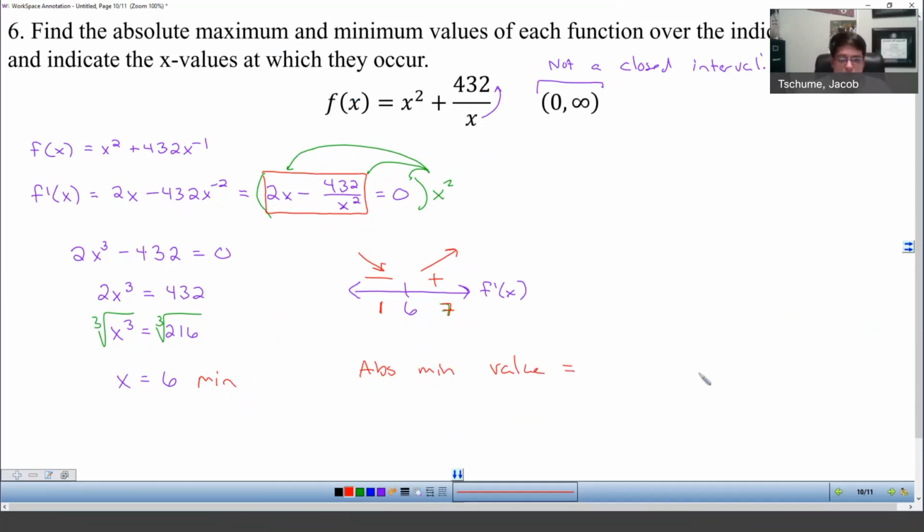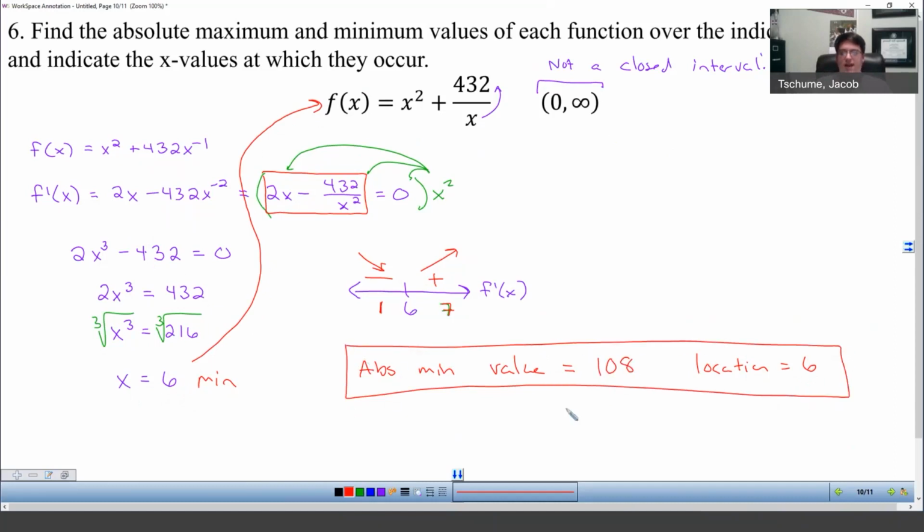I know that my location is going to equal 6 because that's the x value. Remember, to get the value, I need to plug this 6 back into the original problem. So if I do that, I should get a y value of 108. So I have an absolute min value of 108 at a location of 6.